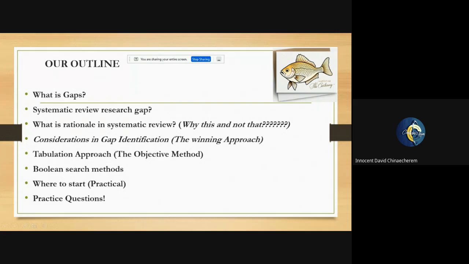Just have a look at this fish here, right? This fish has a lot of what? Lines on the body. And inside the lines on the body of this fish, there are lots of spaces which could look like gaps. That's just what it means. So this fish here is just talking about our outline, right? So we're going to talk about the systematic review research gap. We'll try to understand gaps and then look at the systematic review research gap, because this training is designed to teach us how to identify our systematic review research gap.